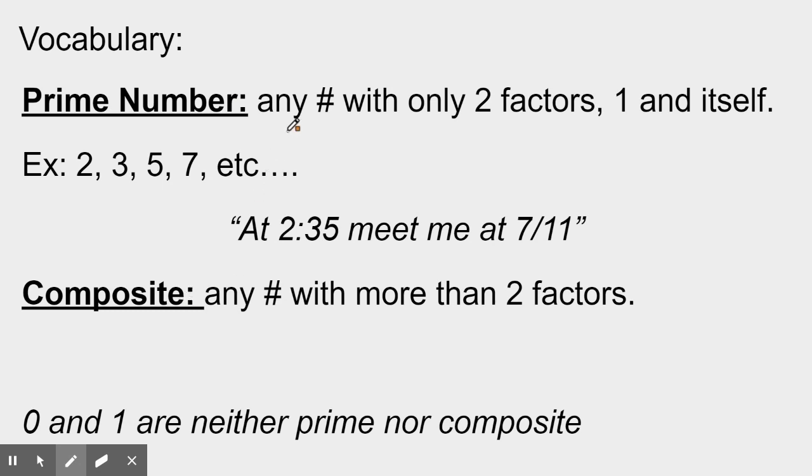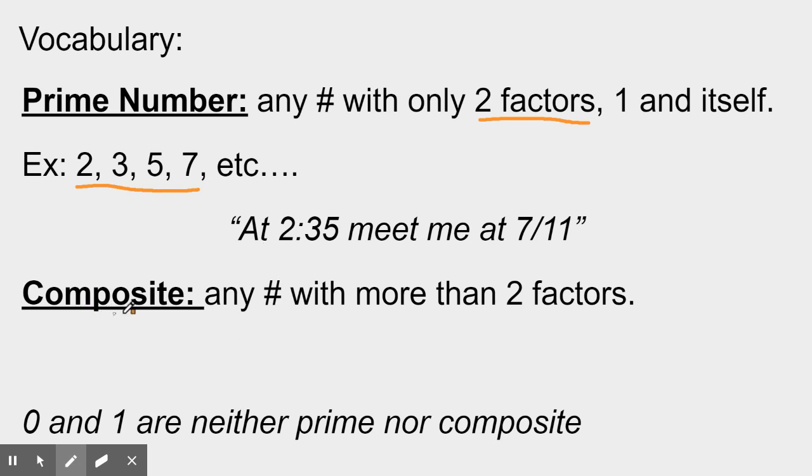So a prime number is any number with only two factors, 1 and itself. So some examples we have are 2, 3, 5, 7. All of these numbers I can only multiply by that number and 1. So if you need help remembering, you can say this little saying, at 2:35, meet me at 7:11. Those are some examples of your most common prime numbers that we'll see.